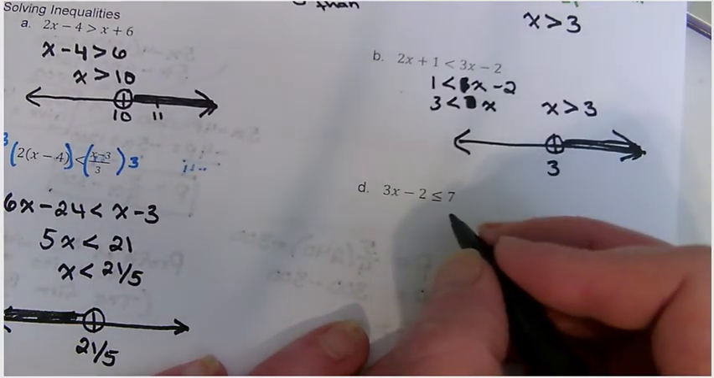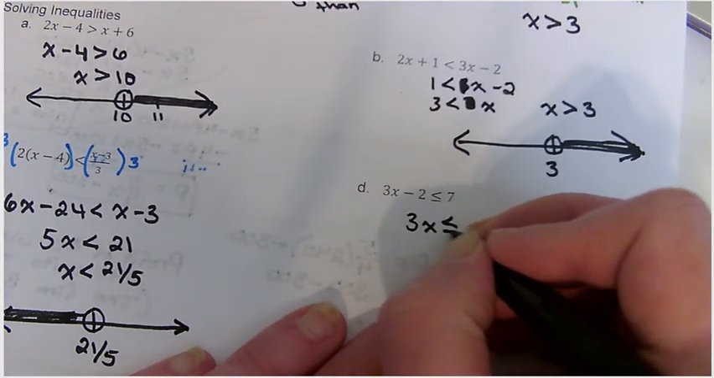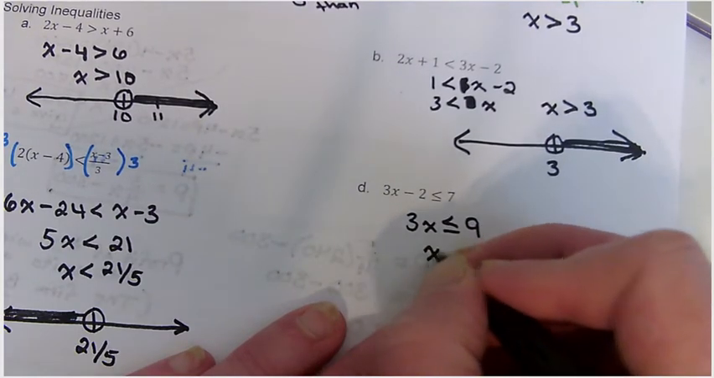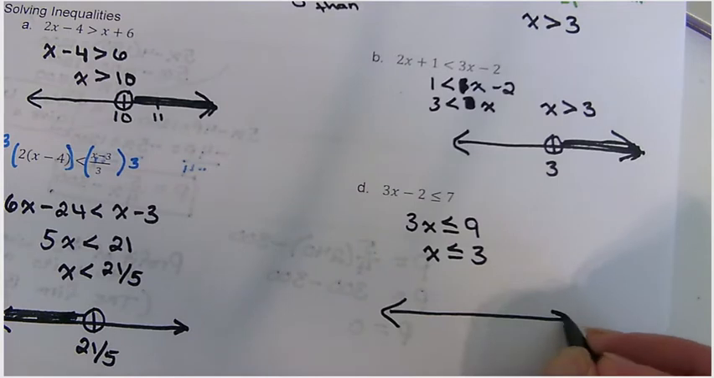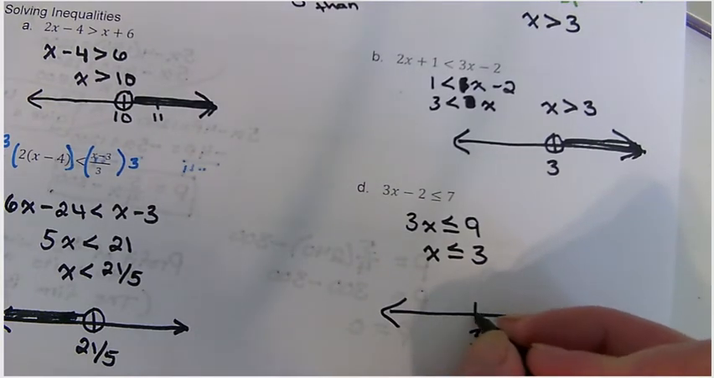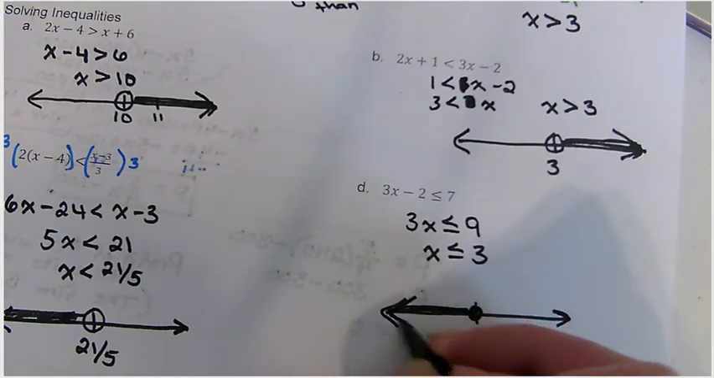3x minus 2 is less than or equal to 7. So 3x is less than or equal to 9. X is less than or equal to 3. This one is an or equal to. So just a reminder, we would have a closed circle, and we'd be going to the left.